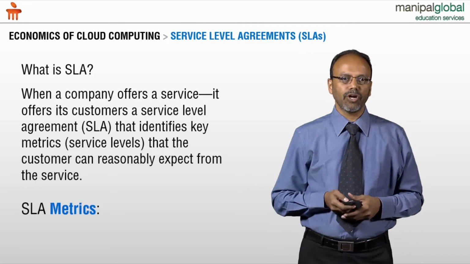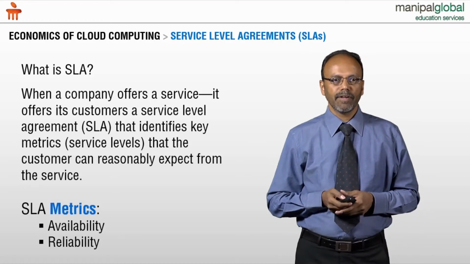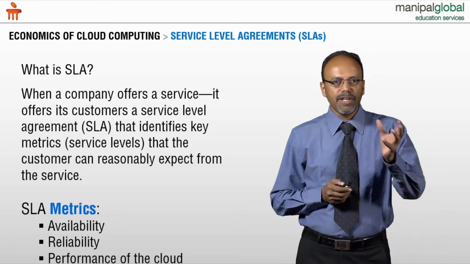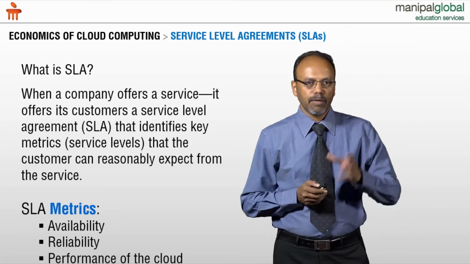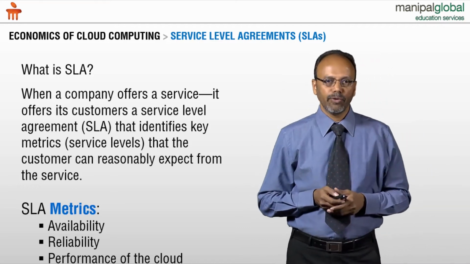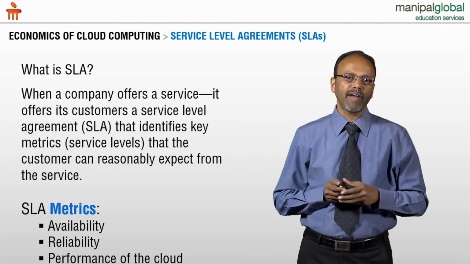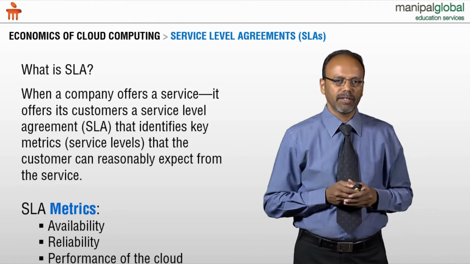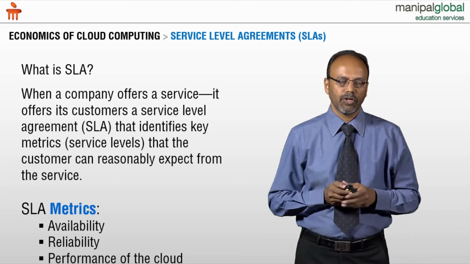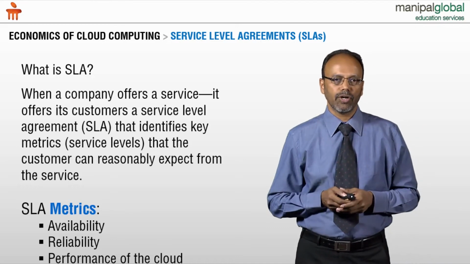SLA metrics consist of availability, reliability and performance of the cloud. And in each one of these areas, the provider of the cloud will promise a certain quantified value. And this quantified value can be compared by the customer in order to arrive at whether the SLA was good or not, or whether the cloud services were good or not.